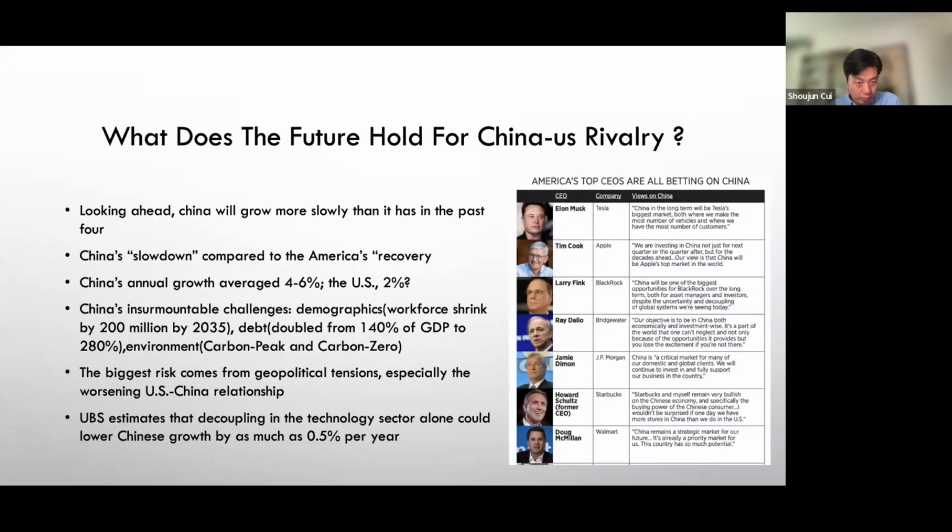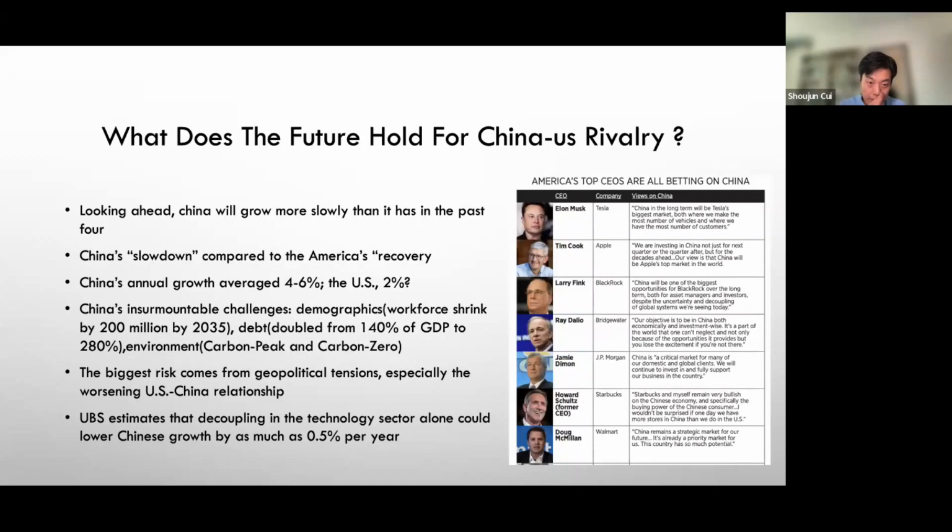And also we have the debt issue, both the central government and the local government, and also the environment issue. China unveiled an ambitious carbon peak and carbon zero commitment. China will reach carbon zero in 2060. That means China's energy structure will be substantially reshaped from fossil fuel to renewable clean energy. That will have some impact on China's economic development as well.